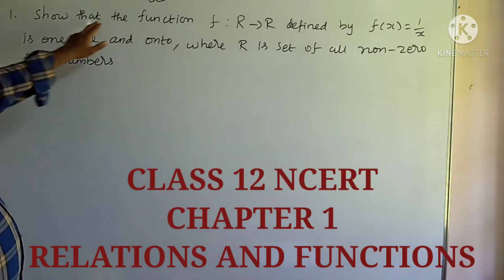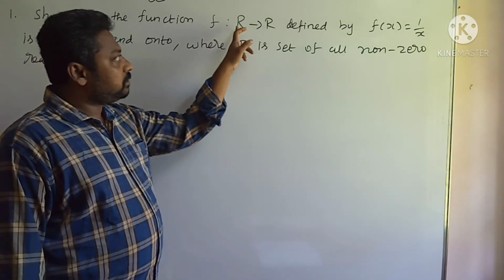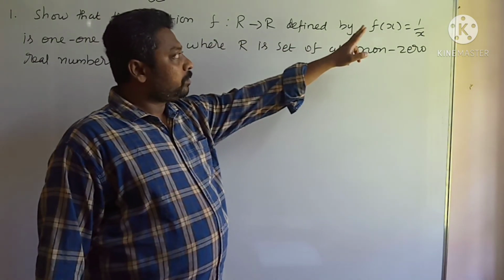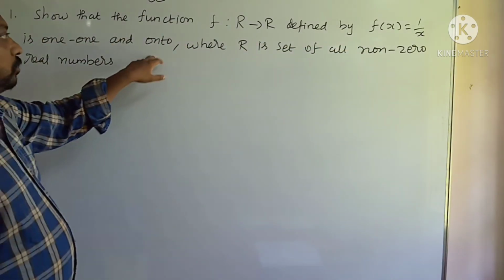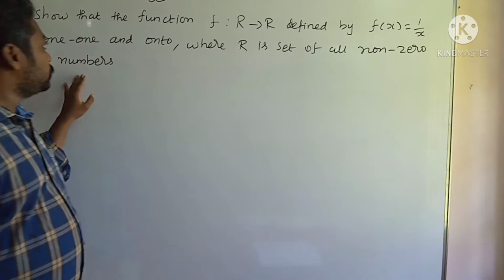First question: show that the function f from R to R defined by f of x equal to 1 by x is one-to-one and onto, where R is the set of all non-zero real numbers.